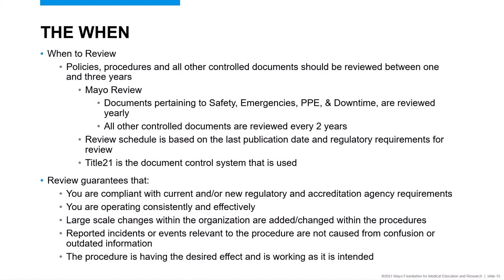But as a schedule, this is how I review documents and get all the other parties involved. The review schedule for us is based on the last publication date and then the regulatory requirements for review. Because the regulatory agencies do state that there are certain procedures that must be reviewed annually and all others must be reviewed, I believe within 1 to 3 years. And then our document control system that we now use is Title 21, which houses all of the documents across Mayo so that they're in one controlled environment.